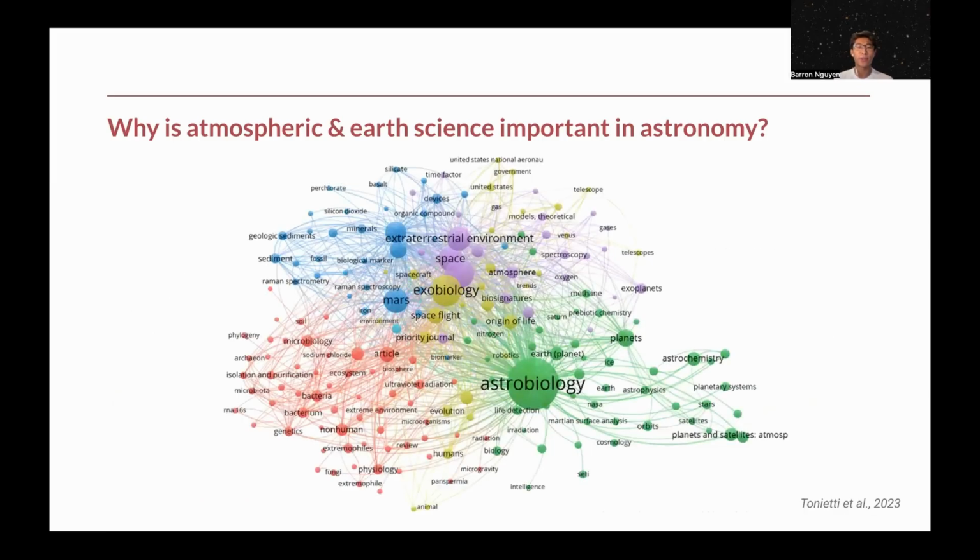So this is a really cool plot from a paper, Tonieta et al., 2023, just looking at the connections between earth science concepts, astronomy, physics, chemistry. You can see that astrobiology is a big one in green. And how does that connect with, for example, atmospheres, oxygen? We see in red ecosystems, bacteria. There are a lot of coupled systems that are really important to study in order to understand the holistic kind of evolution of a planet.